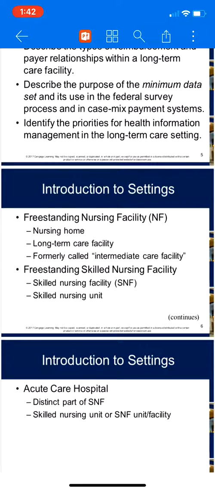arena. Freestanding nursing facility, which is going to include your nursing homes, your nursing facilities, and your long-term care facilities. We actually call those LTACs. And then we have our freestanding skilled nursing facility, which you'll hear called SNF, or skilled nursing units. And then we have our acute care hospitals. They can have designated areas or attached wings, or it can be a separate structure on the hospital campus that's licensed for skilled nursing care.